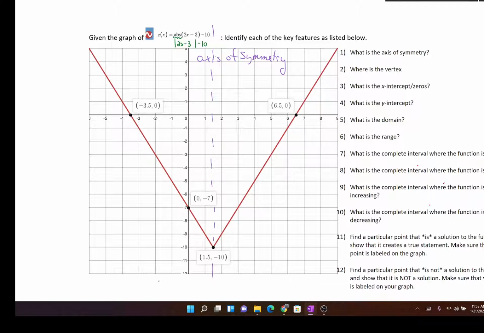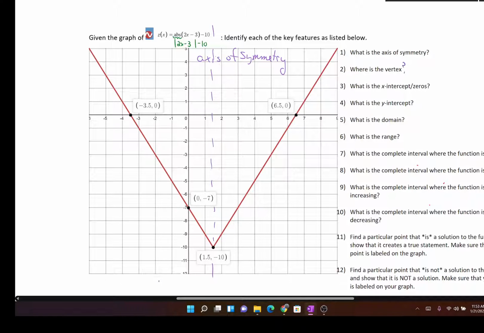And the axis of symmetry, you can find it anytime you look for the vertex, which is funny because that's the second question, is what is the vertex? Well, let me tell you, the vertex is right here. And so you can go ahead and write that down. 1.5 and negative 10 is where the vertex is, okay?